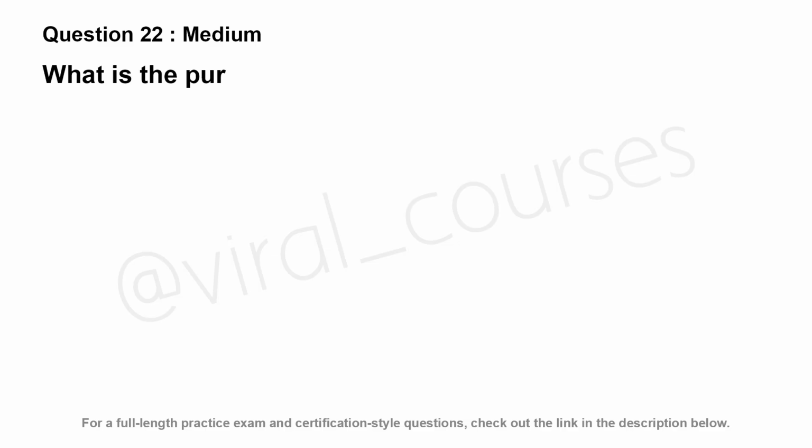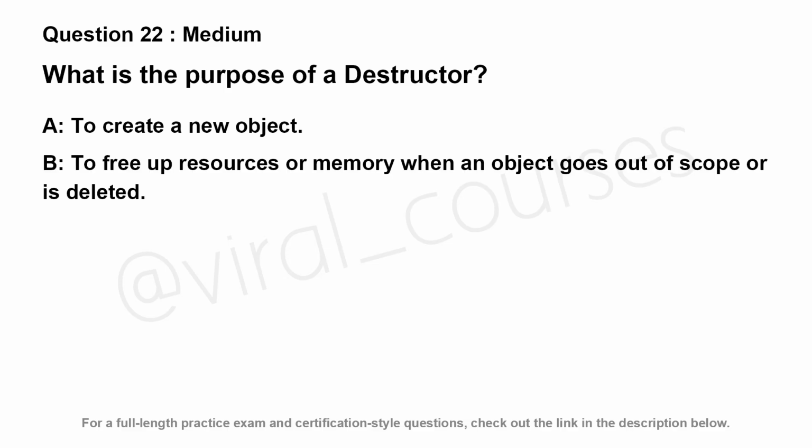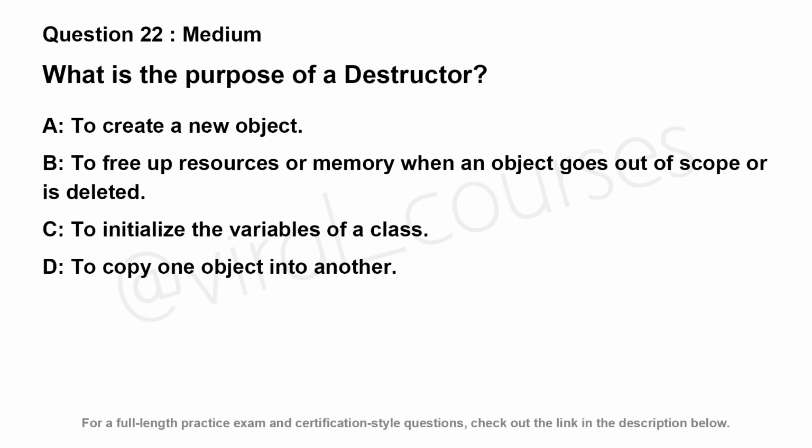What is the purpose of a destructor? Option A. To create a new object. Option B. To free up resources or memory when an object goes out of scope or is deleted. Option C. To initialize the variables of a class. Option D. To copy one object into another.